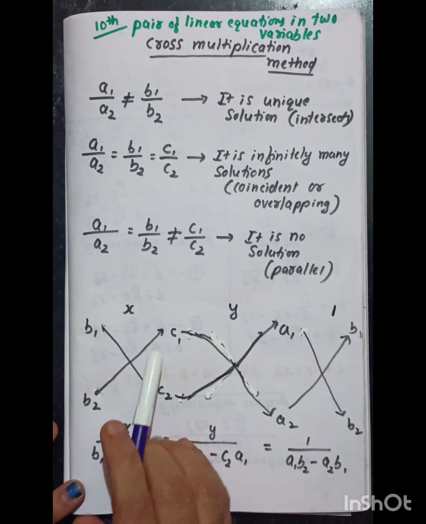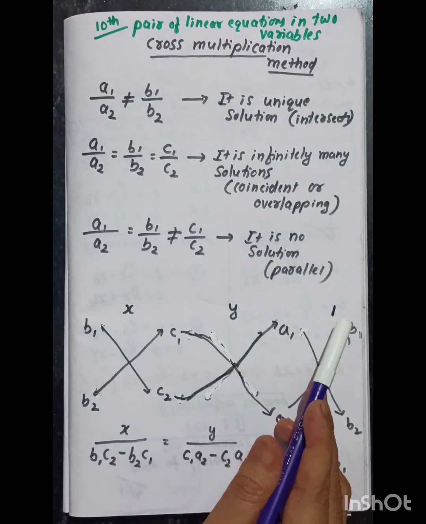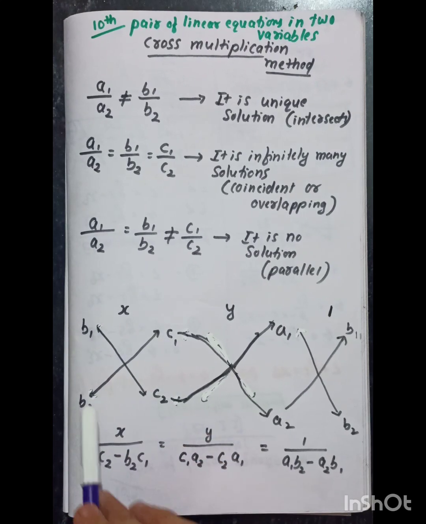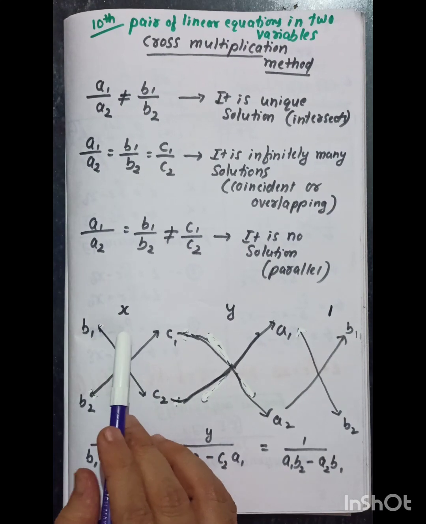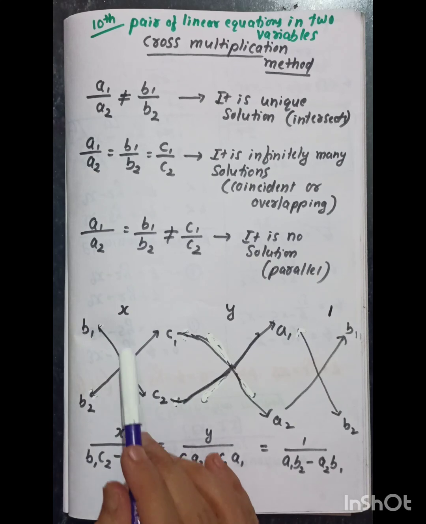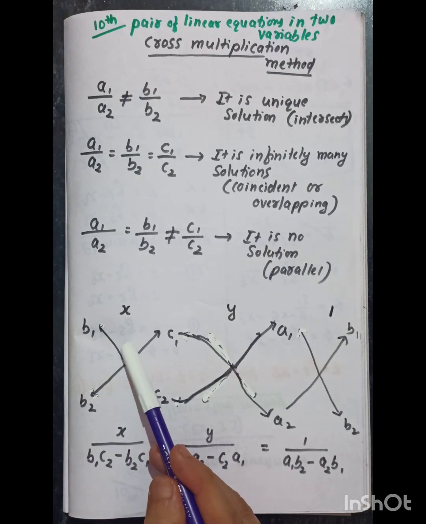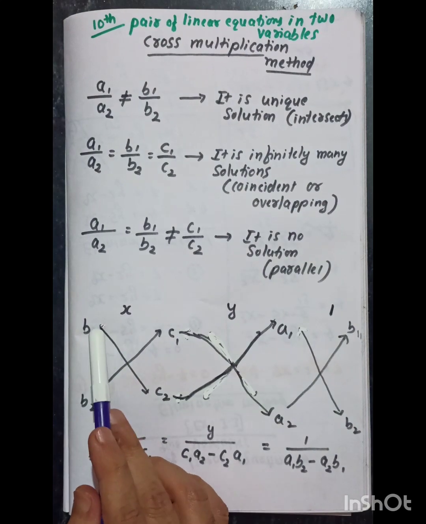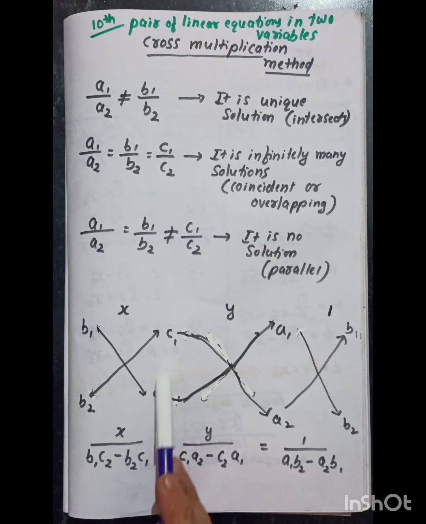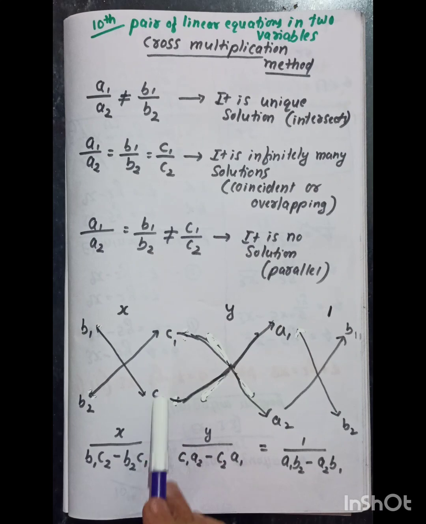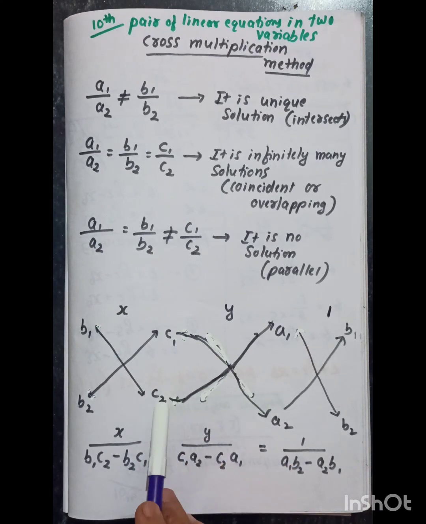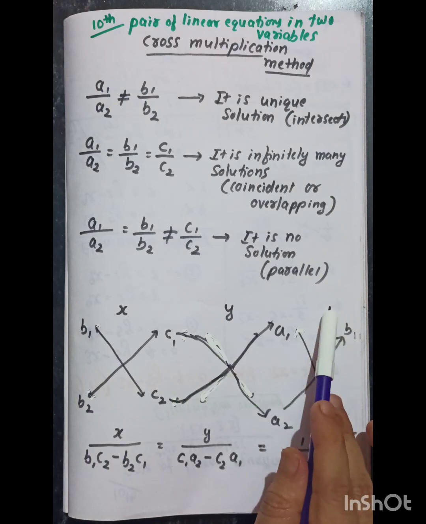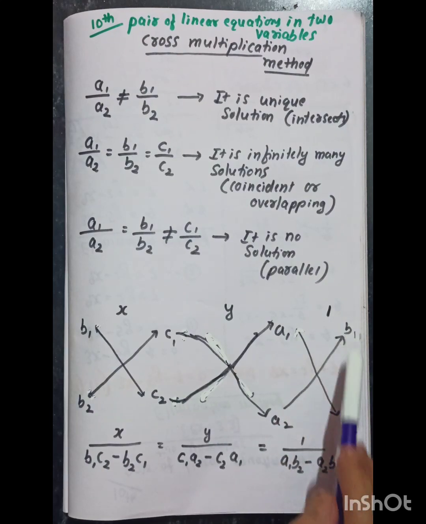Let's observe this. It is x, y and 1. So I just do the cross here. Observe the formula I have written below this. X here, b1 b2 c1 c2. So this C1 C2 continues to y also, C1 C2 A1 A2, and this A1 A2 continues to this A1 A2 B1 B2.